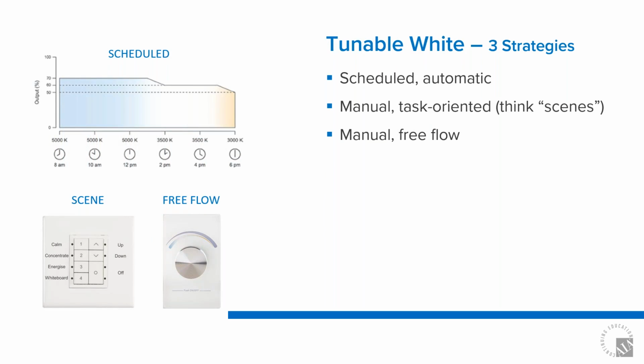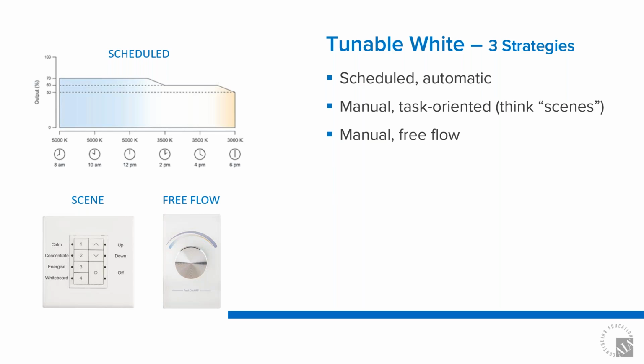Tunable white products offer a full range of color temperature selection to the project team. Controls are selected to deliver the right solution to the occupant. These options can be combined. For example, there are scheduled changes that can be overridden by local wall buttons. So there's 3 strategies to be able to control tunable white.